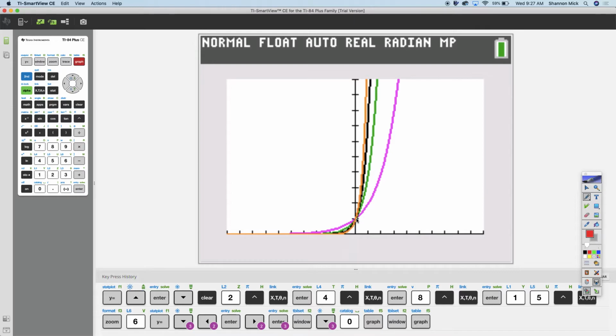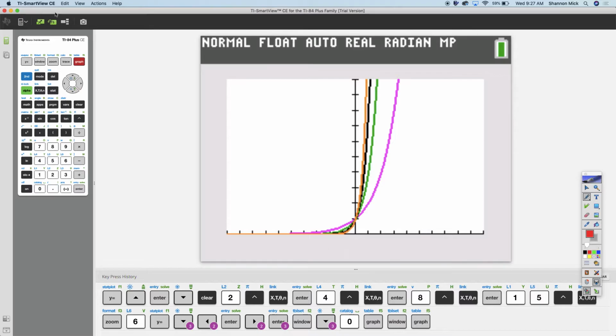Anything to the 0 power is 1. We talked about this. So is every single exponential graph, before I move it right, left, up, down, going to go through 0, 1? Yes. Well, for all of our graphs, they're going to look like that, but we're going to move them left, right, up, down.